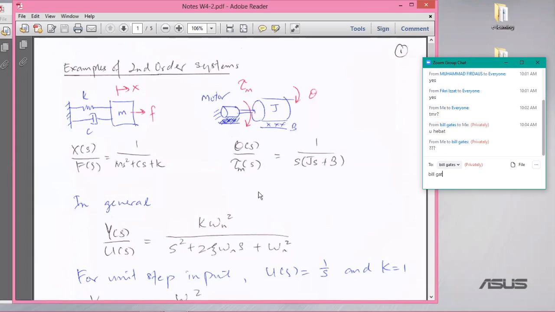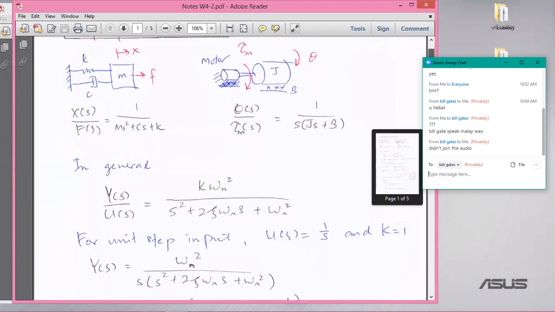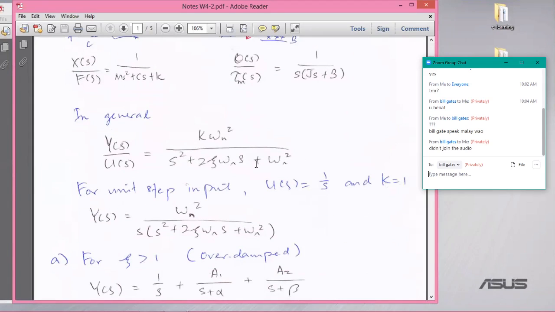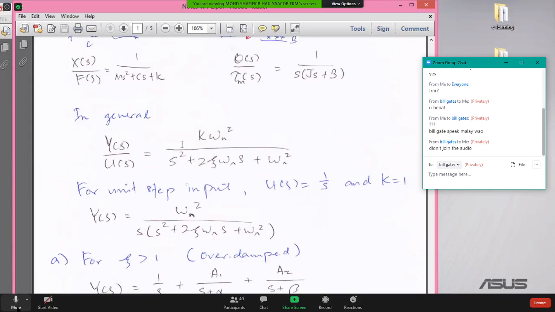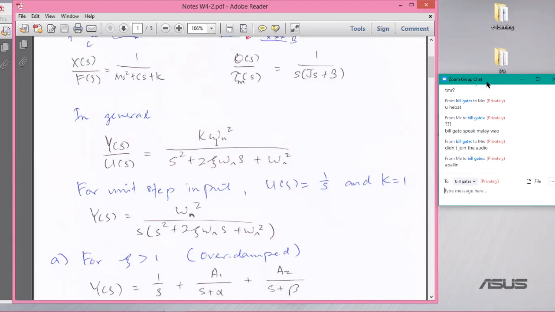Today we are going to learn how we can solve this, how we can get the time response of a second order system. In general, this is the transfer function of the second order system. K is known as the system gain, omega n is known as the natural frequency, and zeta is known as the damping ratio. You might want to ask, why do we take all the trouble writing the second order system this way?